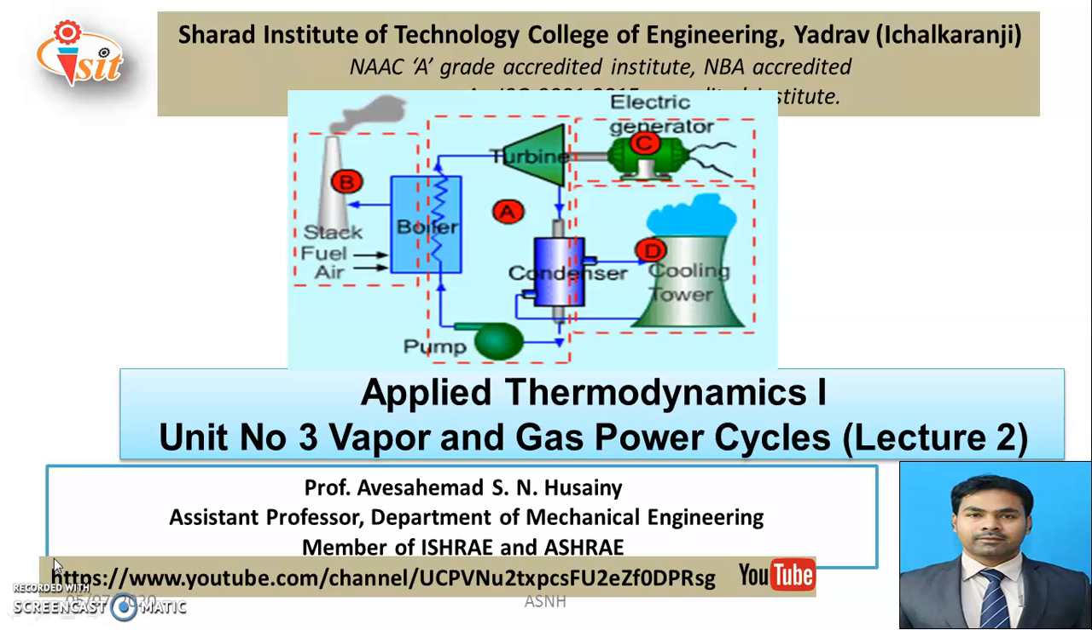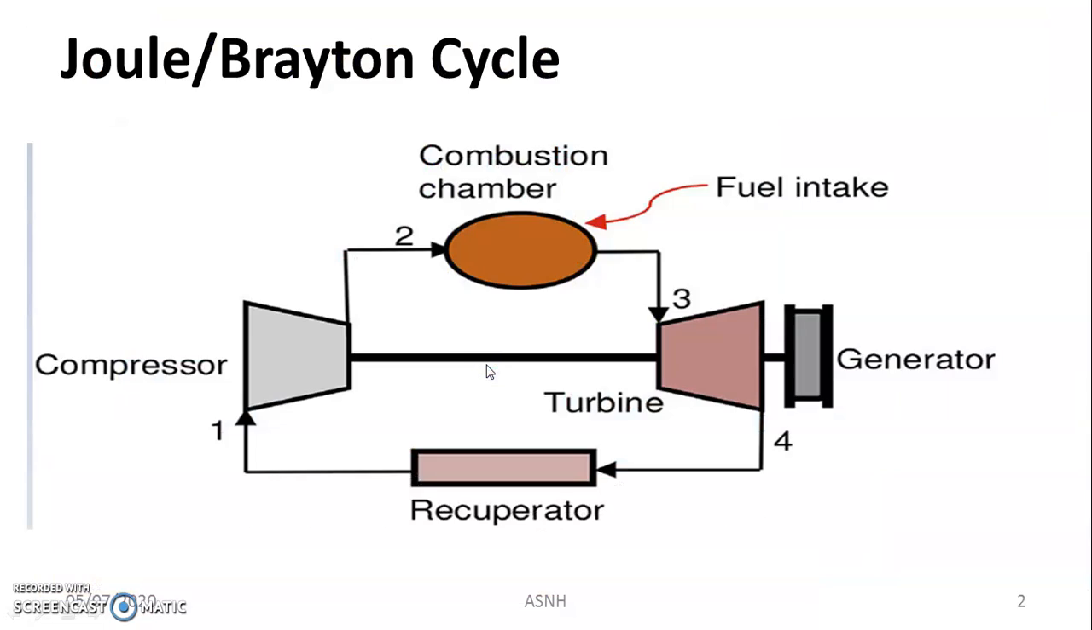So students, in unit number 3, Vapor and Gas Power Cycles, in lecture number 1, we discussed the working of the Carnot as well as the Rankine cycle. In the second lecture, we will discuss the gas power cycles as well as the Stirling engine cycle. So let us start with the gas power cycle, that is the first cycle, the Joule cycle.